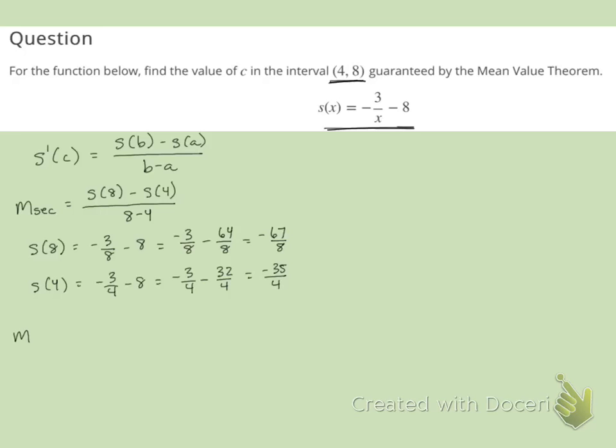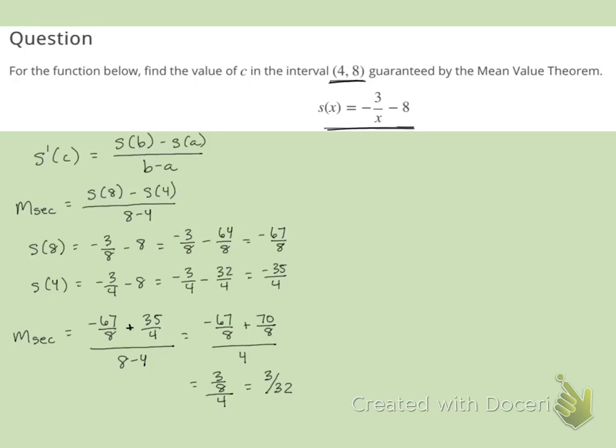So the slope of our secant line is going to be negative 67 over 8 minus a negative 35 over 4, so we have a plus in there, over 8 minus 4. Let's find another common denominator. So we've got negative 67 over 8 plus 70 over 8 all over 4. And this is going to give us 3 eighths over 4. And if we multiply by the reciprocal, we'll have 3 over 32. So the slope of our secant line is 3 over 32.